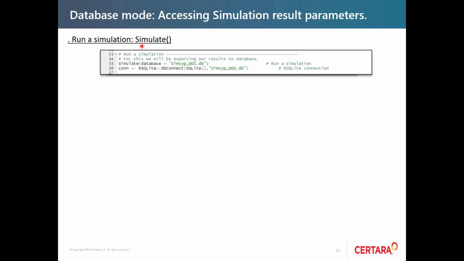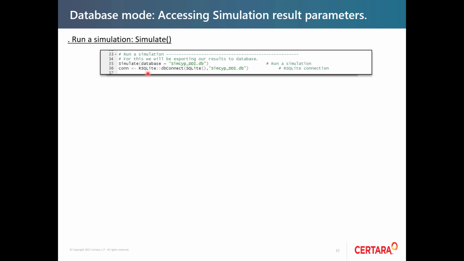To run a simulation from R, we use the function called simulate. Within this function, we need to specify the database file name. So in this example, I'm going to save my database file name as simcyp_DDI. And I've also mentioned the database extension, which is .db. Once I have run this function, a database file will automatically be created within your working directory folder. After this, I can then make the RSQLite connection to this database file.